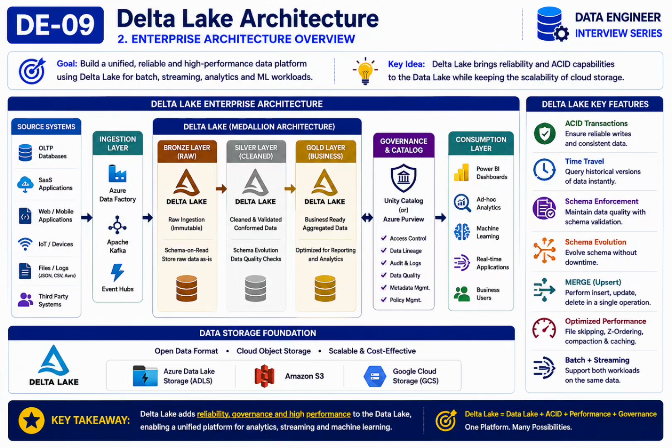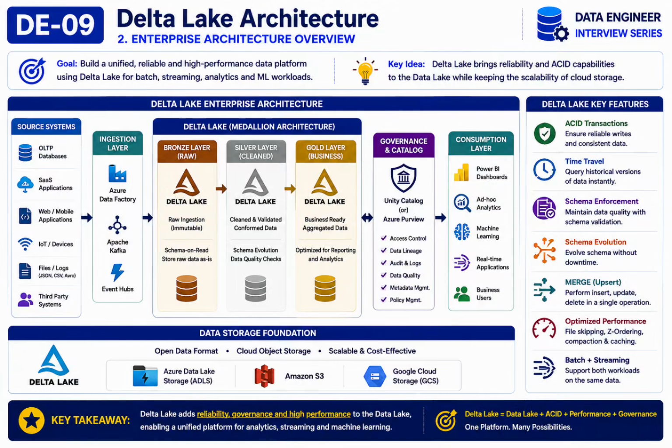Now, let's understand how Delta Lake fits into a modern enterprise architecture. Everything begins with operational systems such as ERP applications, CRM systems, websites, mobile apps, APIs, and IoT devices. These systems continuously generate structured and unstructured data. Azure Data Factory, Apache Kafka or Event Hubs ingest this data into the Delta Lake platform. The first layer is the bronze layer. Here raw data is stored exactly as it arrives. No business transformations happen at this stage.